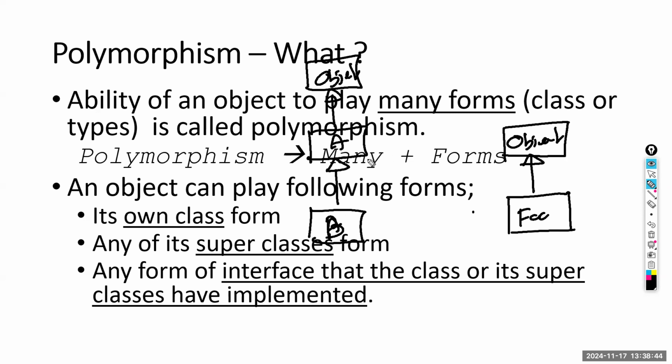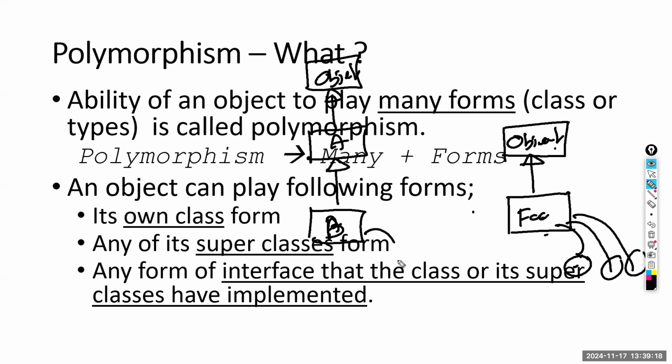Many forms are, say, if it is a Foo object created from the Foo class, you know that you can create Foo objects from the Foo class. Your Foo object can take its own form, that is Foo form, or any of its supertype forms. In this case, it is only the implicit Object form, because Object is an implicit class that extends your Foo class. So therefore, your Foo object can take the form of Foo or the form of Object.